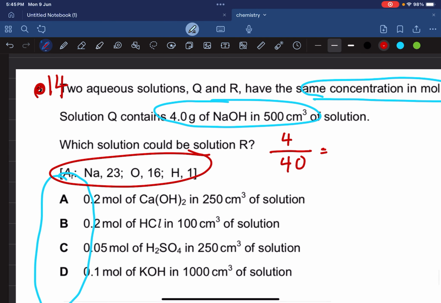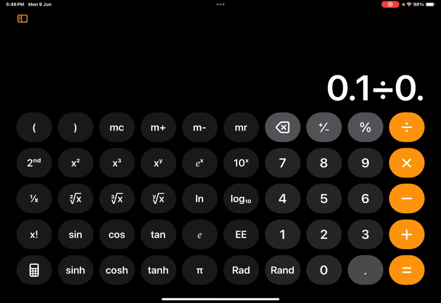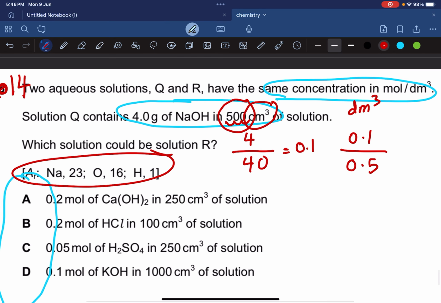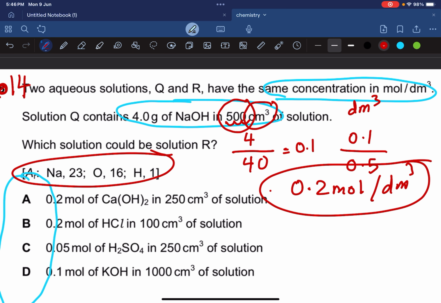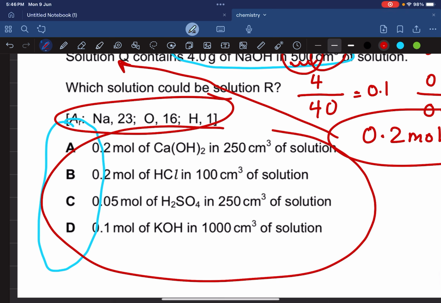Okay, I have 0.1 moles, and you know that concentration is moles divided by volume, which I'm not going to take as 500, I'm going to take 0.5. Why 0.5? Because it's in cm cube, and volume is taken in dm cube. So 0.1 divided by 0.5, my concentration comes out to be 0.2 mole per dm cube. Okay, this is my concentration of solution Q. Now I have to find the concentration of all these solutions, and whatever concentration comes out to be 0.2 moles, that's going to be my solution.